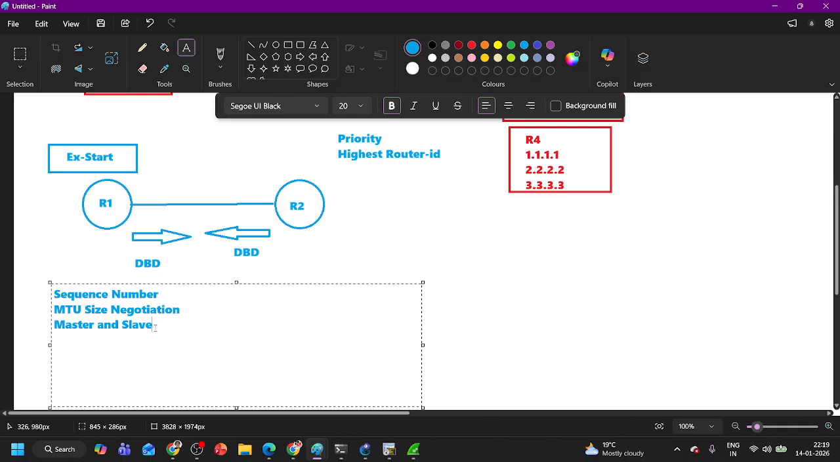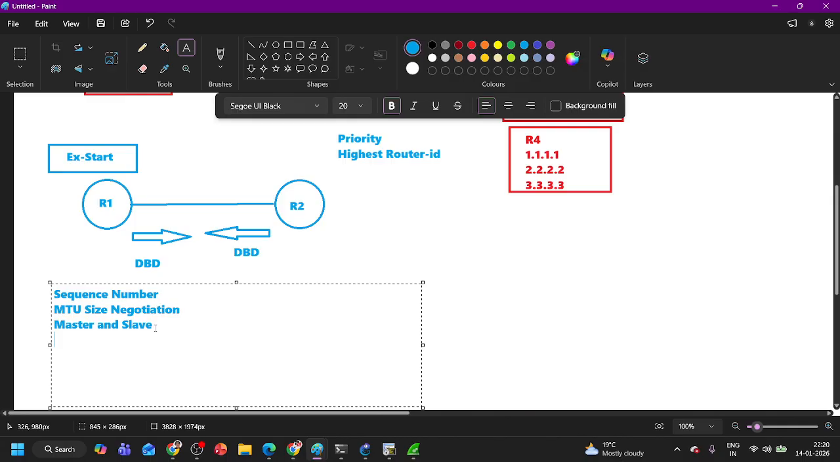No, on the basis of router ID. The router with the higher router ID will become master. Router 2 will become master. Tomorrow I will talk more on master and slave if you want. You can ignore the MTU. After that, these are the tasks that happen in ExStart state.